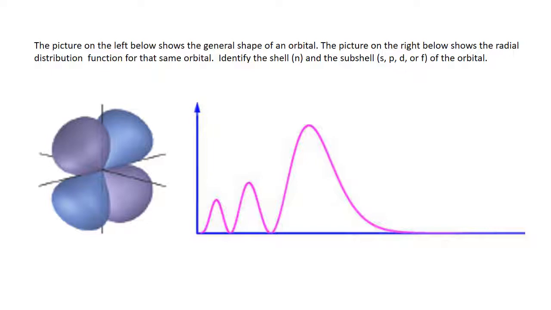In this video, we're going to focus on a problem that will require a good understanding of quantum numbers for an electron in an atom, wave functions, orbital shapes, and the radial distribution function.